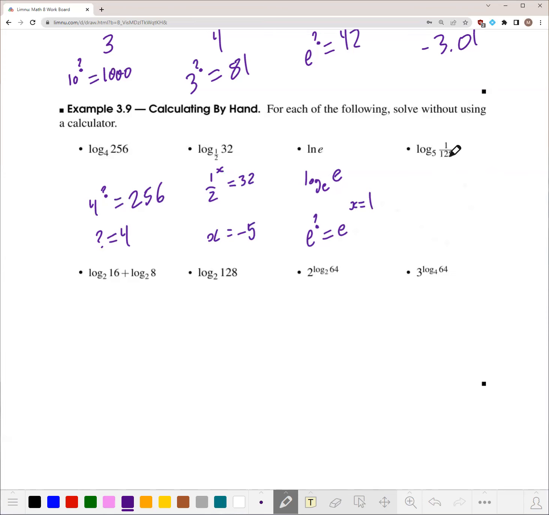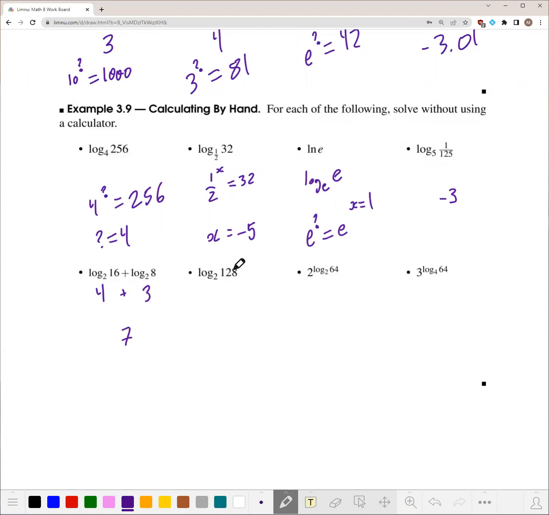Okay, log base 5 of 125. Well, there's that negative because it's a reciprocal. And then 125 is the 3rd power of 5. Okay, cool. Ooh, this one's neat because we've got two different logs. So let's handle them one at a time. 16 in base 2, well, 2 times 2 times 2 times 2, that's 2 to the power of 4 gives us 16. 8 is the third power. And if we add these together, then it's 7.